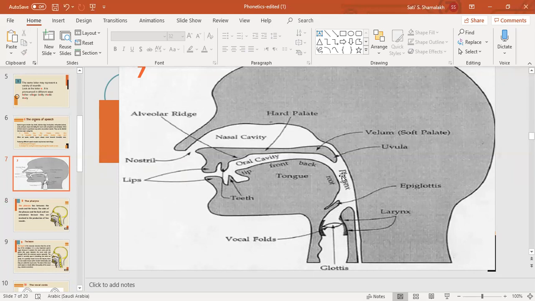Okay, then let's go in the white space, which is not shaded. You find the word oral cavity. الفم، ما هو في داخل الفم. Oral cavity. What do you find in the oral cavity? Now, look at the left. First of all, you have the lips. You know the lips. After the lips, you have the teeth. Upper teeth and lower teeth.